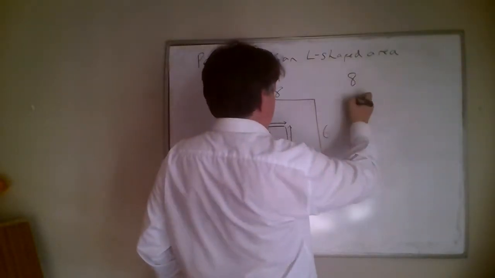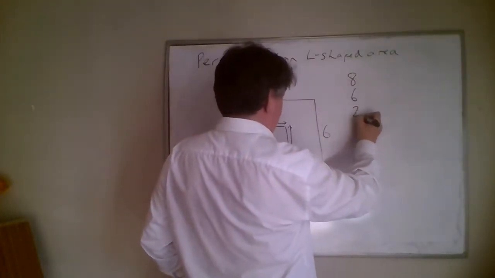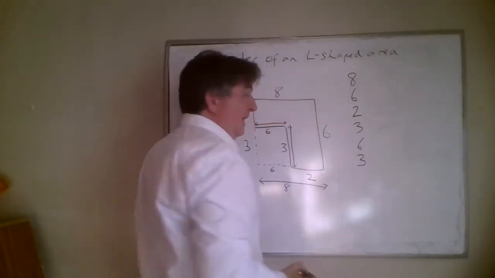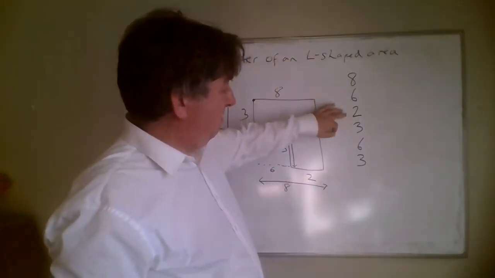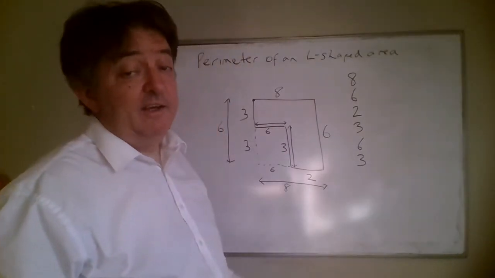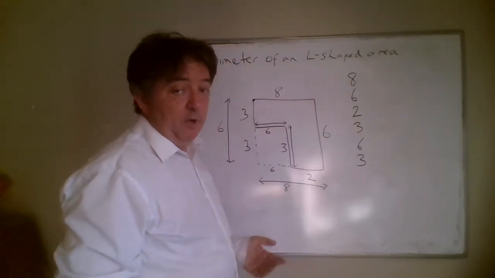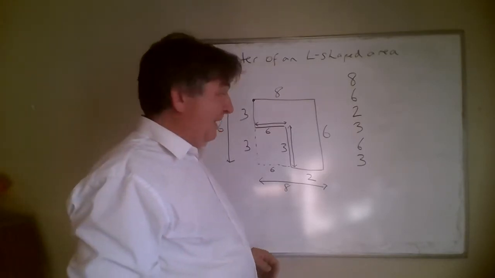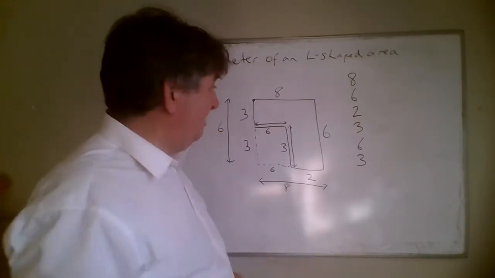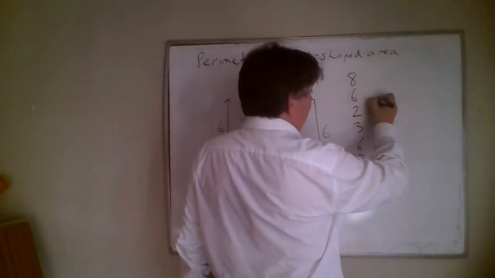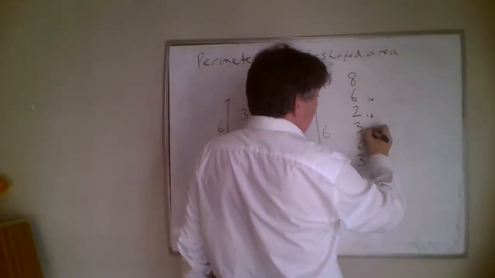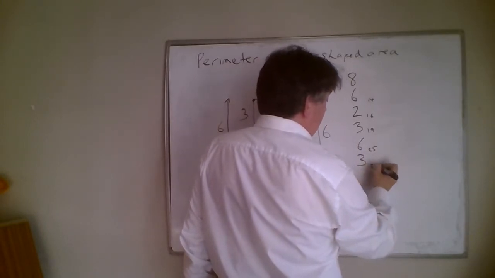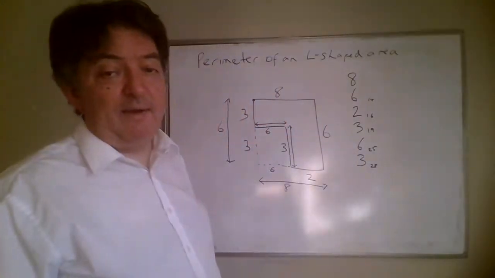So that is 8, then 6, then 2, then 3, then 6, then 3. And if we count these up, there's 1, 2, 3, 4, 5, 6. So it's an even number. All L shapes have an even number. And then let's add them. So that's 8 plus 6 is 14, plus 2 is 16, plus 3 is 19, plus 6 is 25, plus 3 is 28. So that comes to 28.